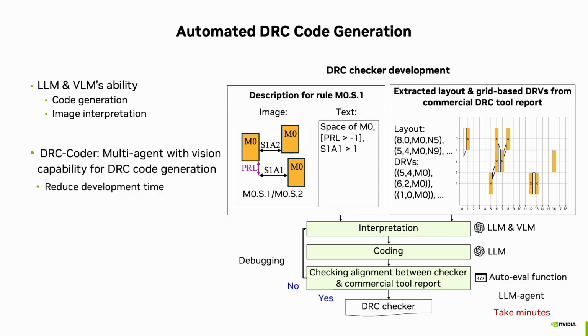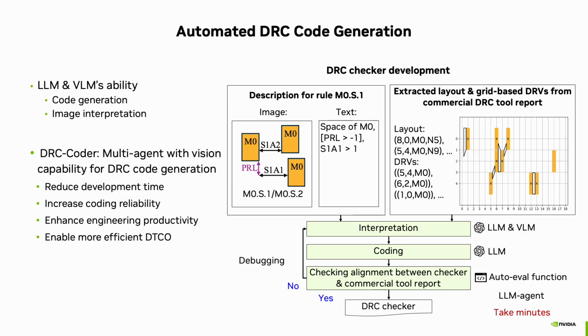First, it can reduce the development time, and it can increase the coding reliability because right now we have this auto evaluation function, and can avoid some human errors in the alignment checking. And also it can enhance engineering productivity because right now generating the DRC checker for a rule only takes minutes. And finally, it can enable more efficient design technology optimization because our DRC Coder is developed based on the standard cell automation tool.